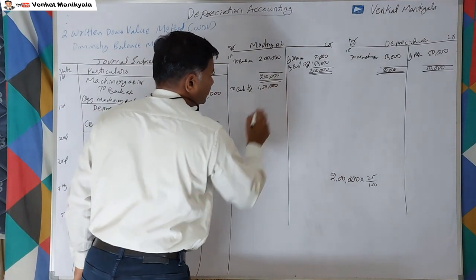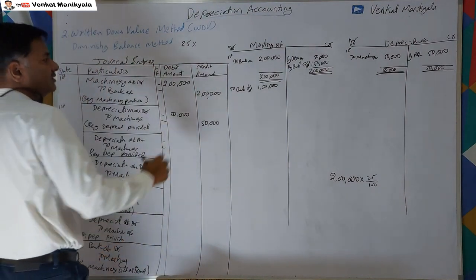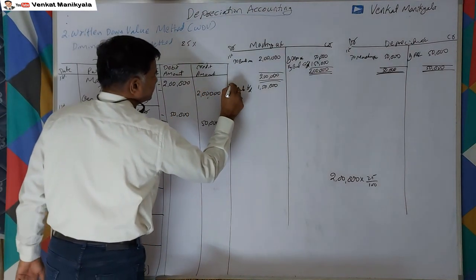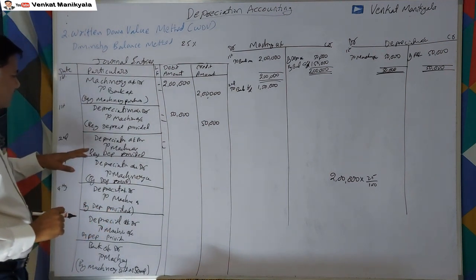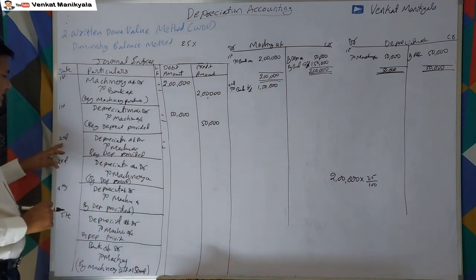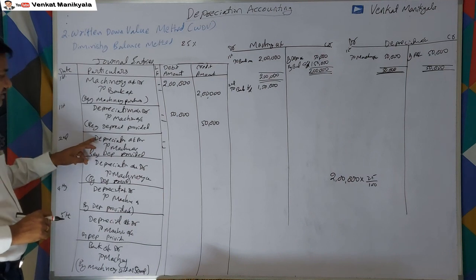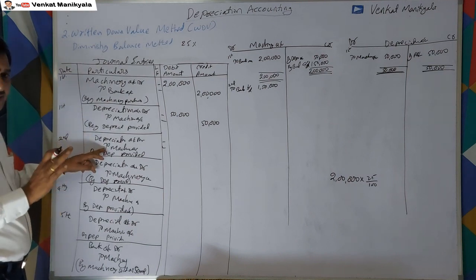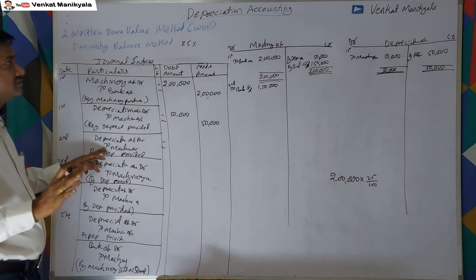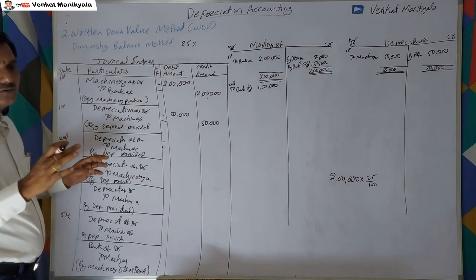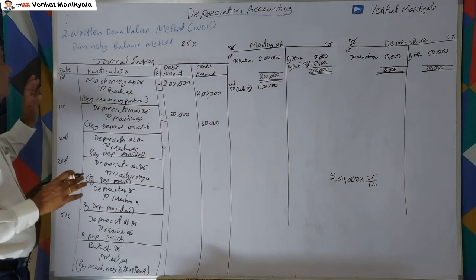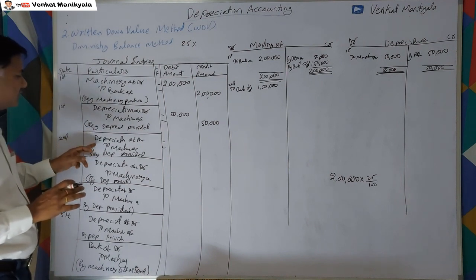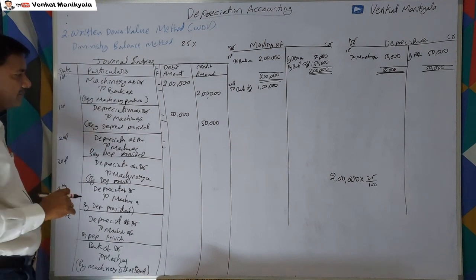1,50,000, right? This is for the first year, and the balance is carried to the second year. In the second year, we have to write depreciation. At the second year end, we write depreciation account to machinery account. The general entries won't change, whichever method you follow. We are following the reducing balance method now, but the general entry remains the same.